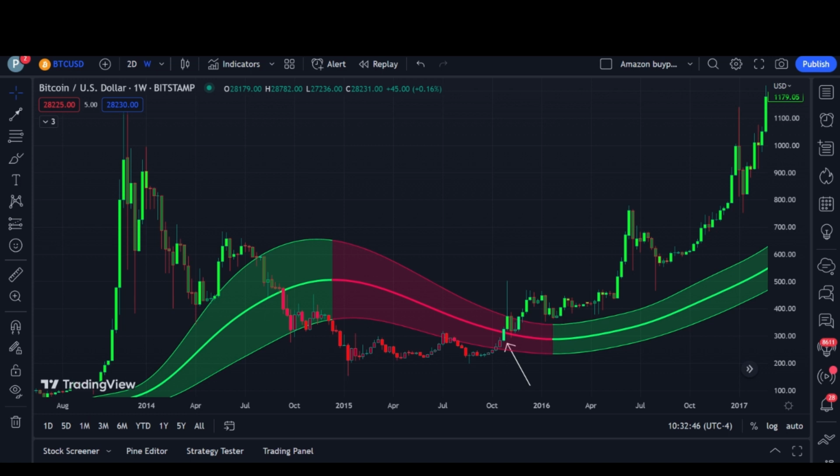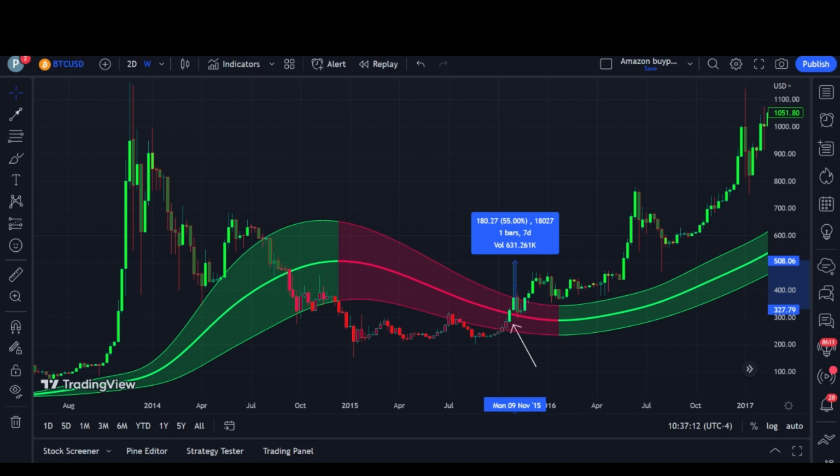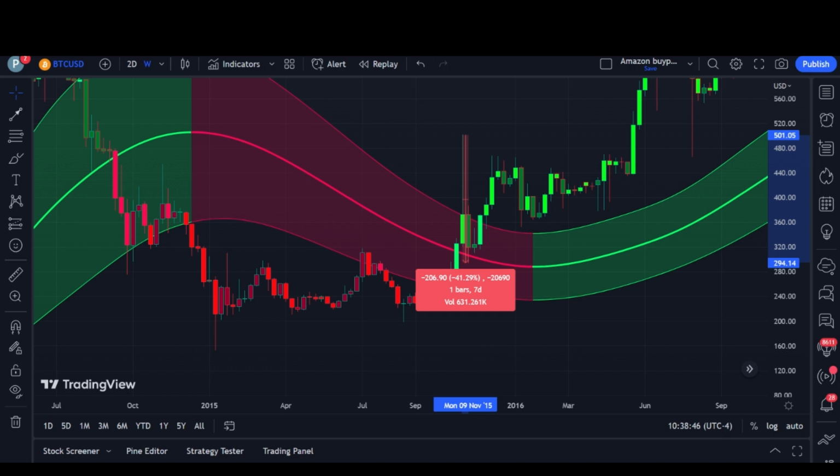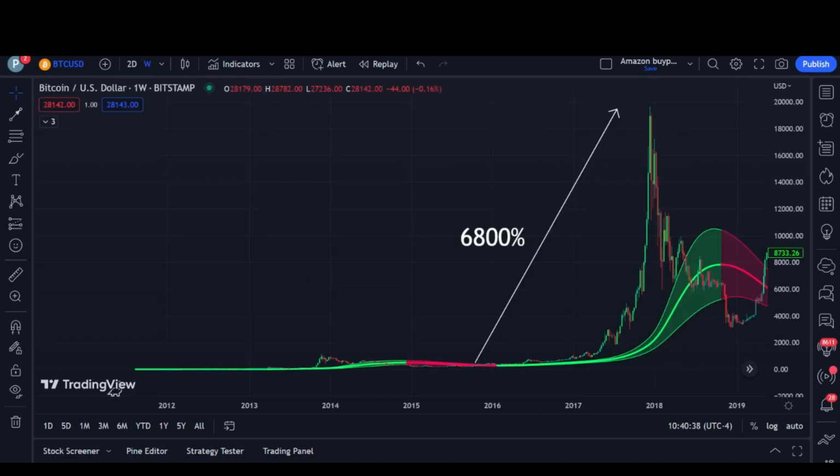The first time this happened was in 2015 after a long bear market lasting 1 year and 50 days. And you can see that Bitcoin had a weekly close above the middle line around October, and the price immediately went up to the top line of the Gaussian channel in just 1 week. It pumped 55% to the top in around 7 days. However, from that top, Bitcoin dropped 41.3% to the middle line of the Gaussian channel, also in just 7 days. Despite the drop, Bitcoin continued its uptrend until the peak of the bull market in 2017.